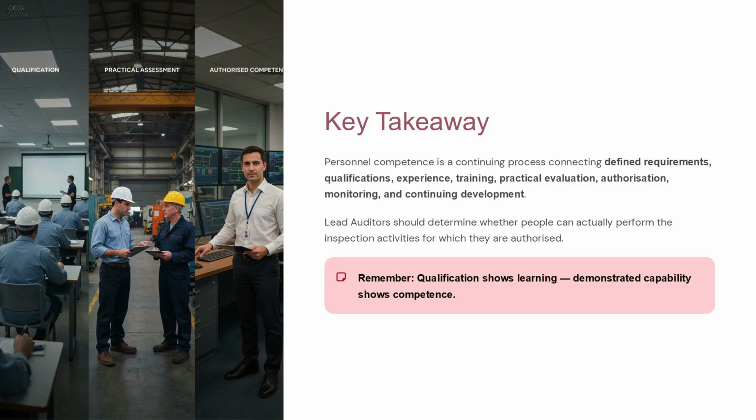Personnel competence is a continuing process connecting defined requirements, qualifications, experience, training, practical evaluation, authorization, monitoring, and continuing development. Lead auditors should determine whether people can actually perform the inspection activities for which they are authorized.